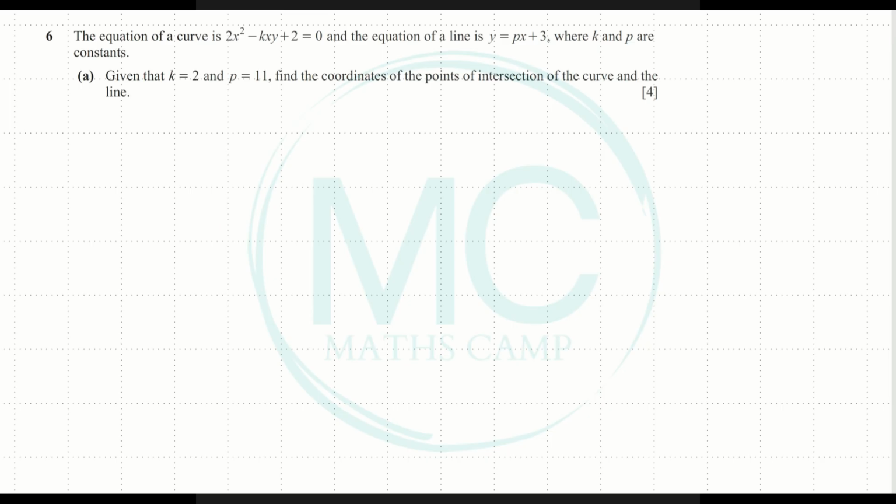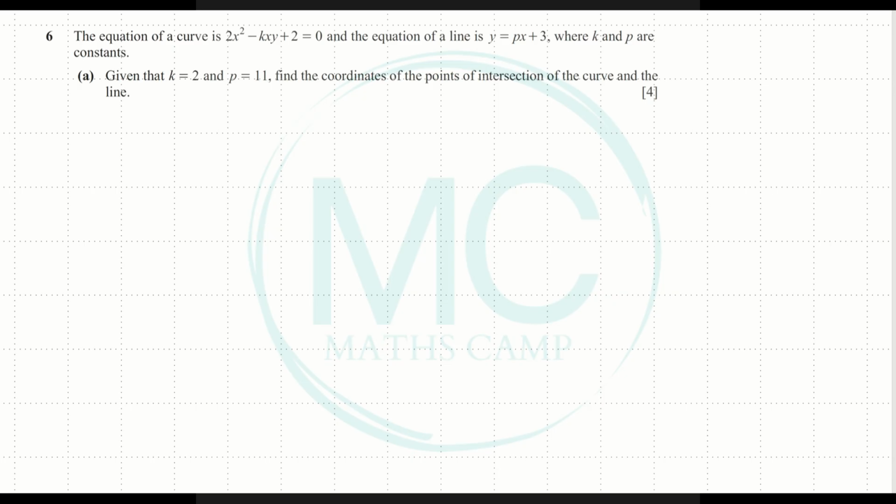The equation of the curve is 2x squared minus kxy plus 2 is equal to 0. And the equation of the line is y is equal to px plus 3, where k and p are constants. Given that k is equal to 2 and p is equal to 11, find the coordinates of the points of intersection of the curve and the line. The first thing we need to do is substitute 2 into our k value and 11 into p.